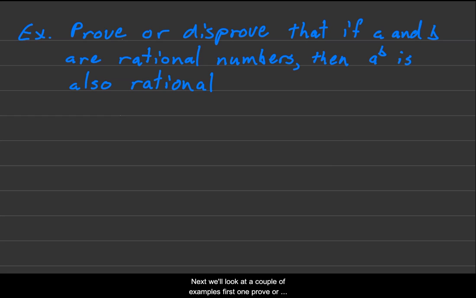Next, we'll look at a couple of examples. First one, prove or disprove that if a and b are rational numbers, then a to the power b is also rational.